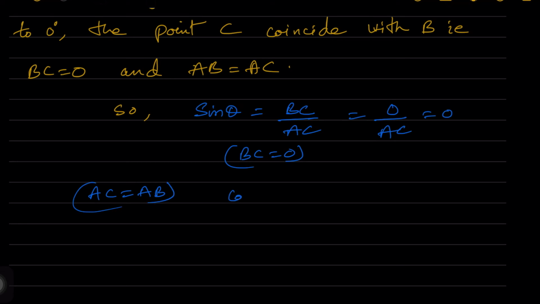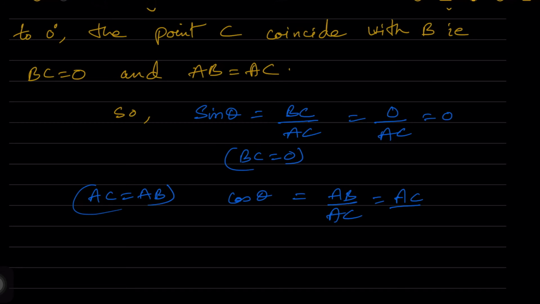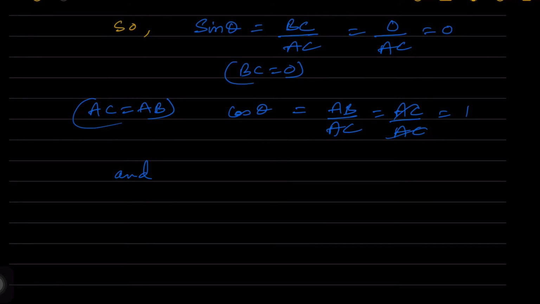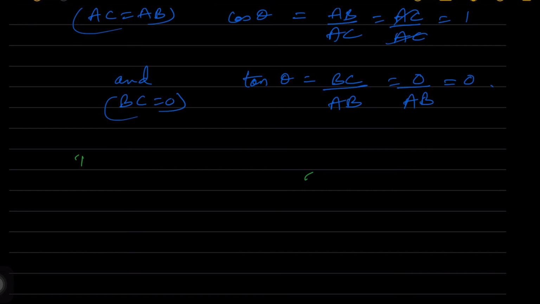Since BC is equal to 0, we are writing it as 0 by AC. Now next, cos theta is equal to AB by AC. AC can be written as AB, so both of them will get cancelled and become 1. And tan theta, we are having BC equal to 0, so 0 by AB, which is equal to 0.